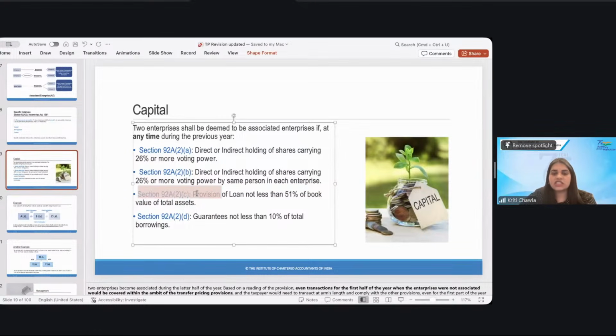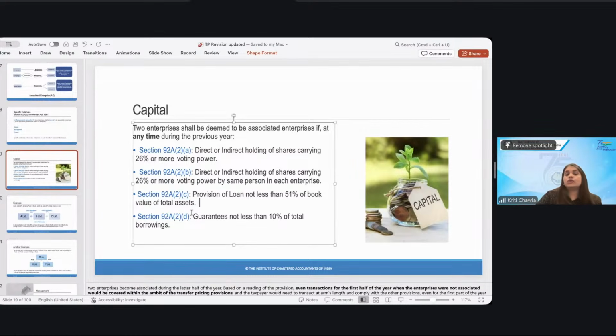Now there is section 92A, subsection 2, clause C, which talks about provision of loan not less than 51% of book value of total asset. Now, if one entity provides loan to another entity, and this loan is 51% or more of the book value of total asset, then two entities will become associated to each other. So what they're actually looking at is the book value of the total assets.